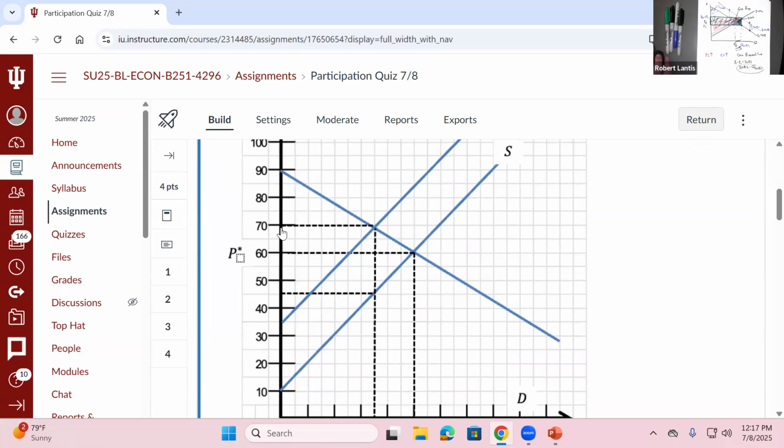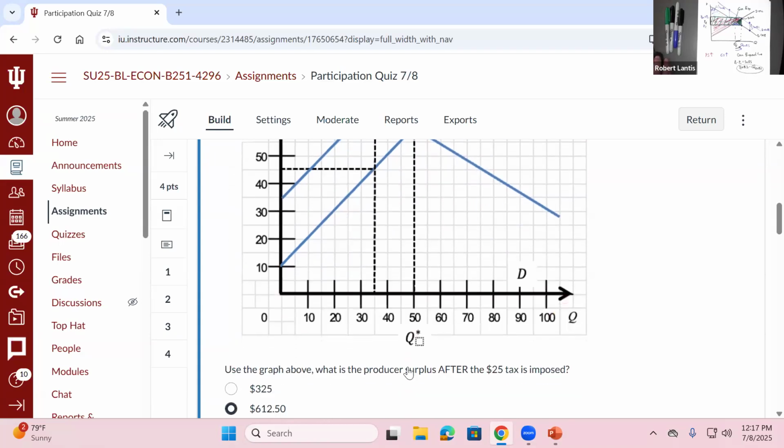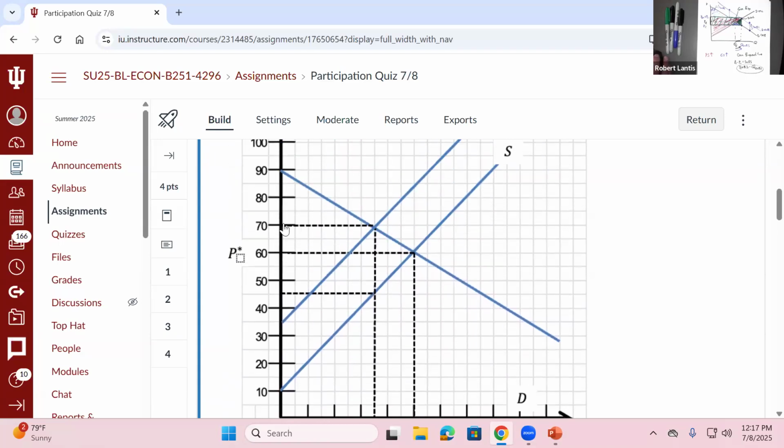However, that's the price the consumer pays. The price the seller keeps is that amount minus the tax. So the difference between the price the seller keeps, 45, and the price the consumer pays, 70, that difference is 25. So if I want to calculate producer surplus, the new price that they keep is only 45. The area below that, but above their supply curve, would be this triangle here.